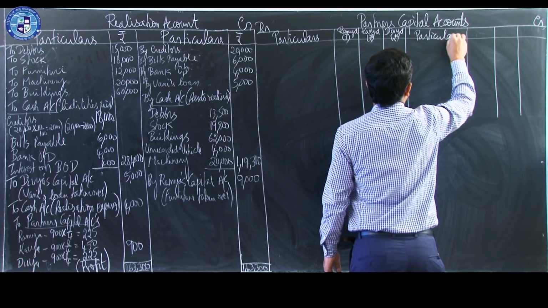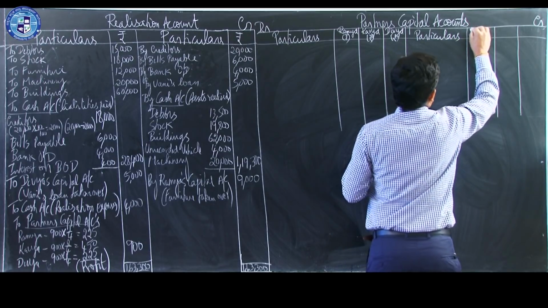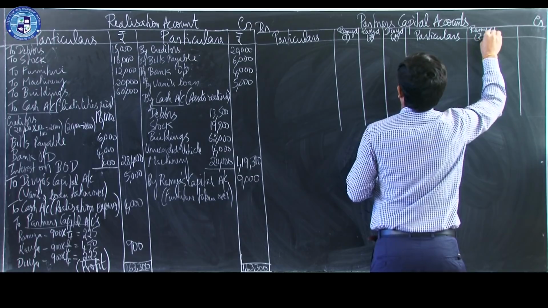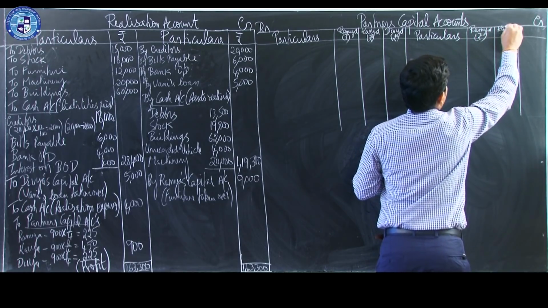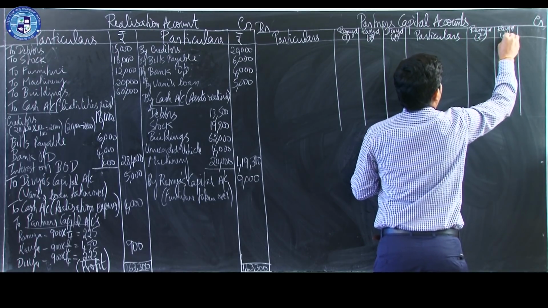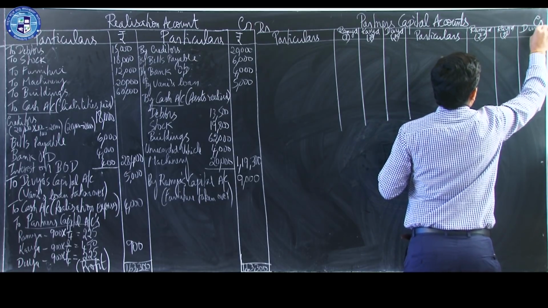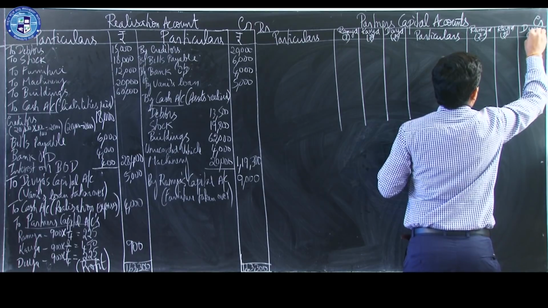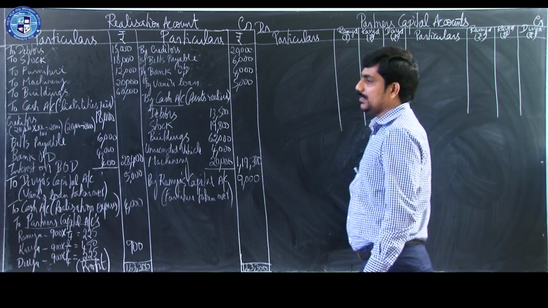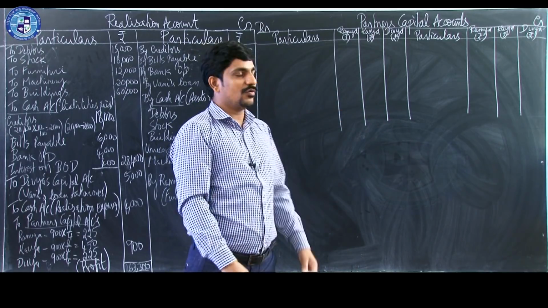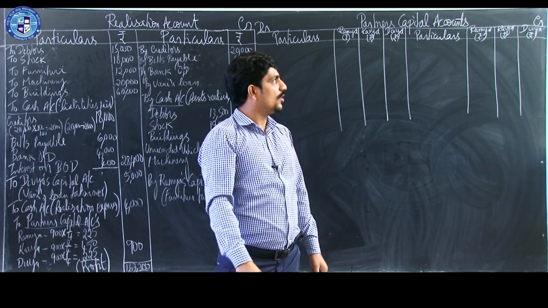Particulars, Ramya, Kavya, Divya. Ramya, Kavya and Divya. So this is the format of partners capital. Now let us start recording all the information.